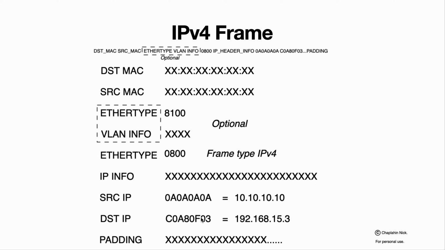Source IP, destination IP. Source IP specifies the station that sent the data frame. Destination IP specifies the device that should receive the data frame for processing, for any protocol or feature or program.